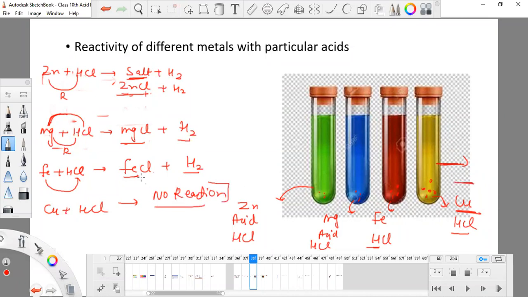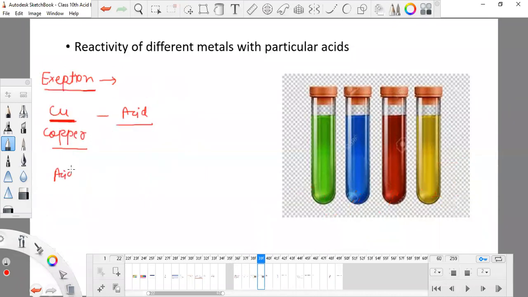Why? Each and every metal added with this acid gives the same reaction. If I take any acid and any metal, they give me the corresponding salt and H2. Whether I have taken zinc, iron, or magnesium, the same happens. But copper behaves very differently. Why does copper behave very differently?